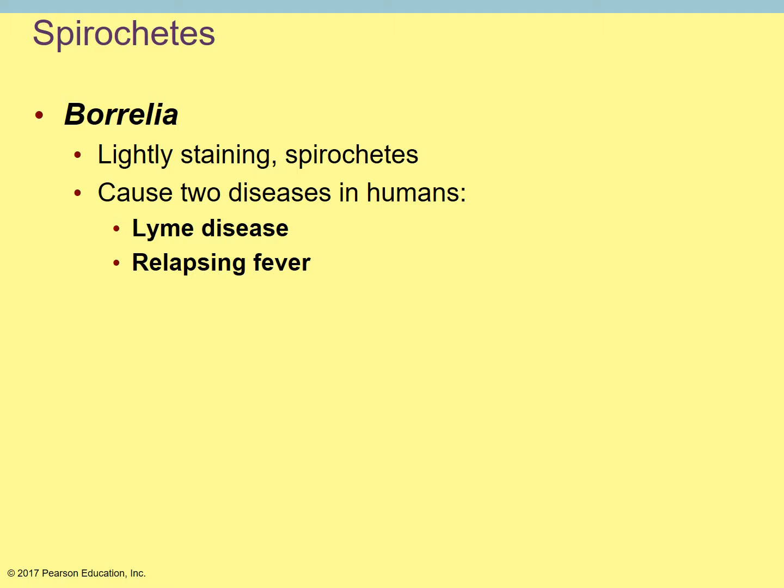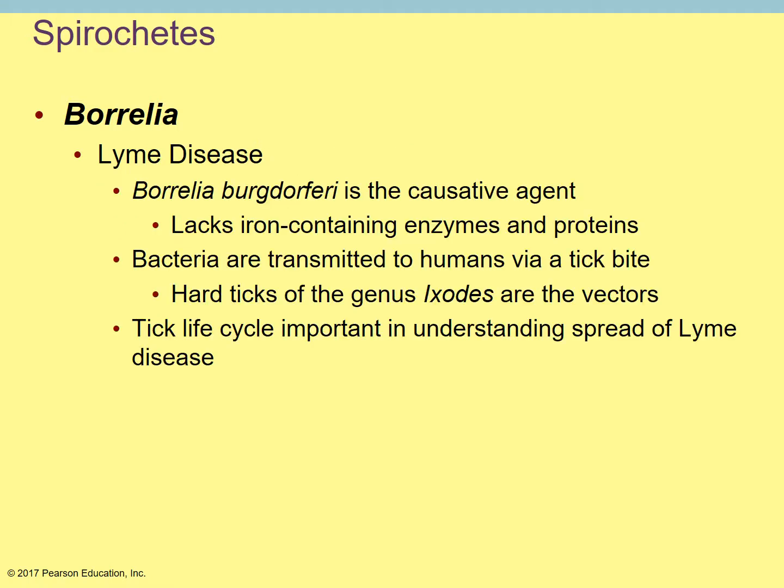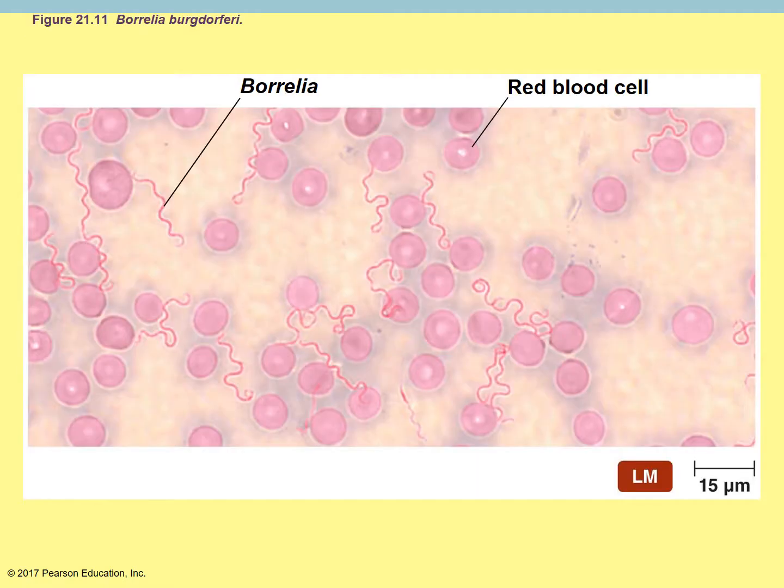Borrelia is another spirochete. There's two main diseases that it causes in humans: Lyme disease and relapsing fever. Lyme disease is a relatively new disease. The bacteria is transmitted to humans by ticks. So once again, here you have another vector. Ideally, if you can stop that break of that vector to human transmission, you could stop it.